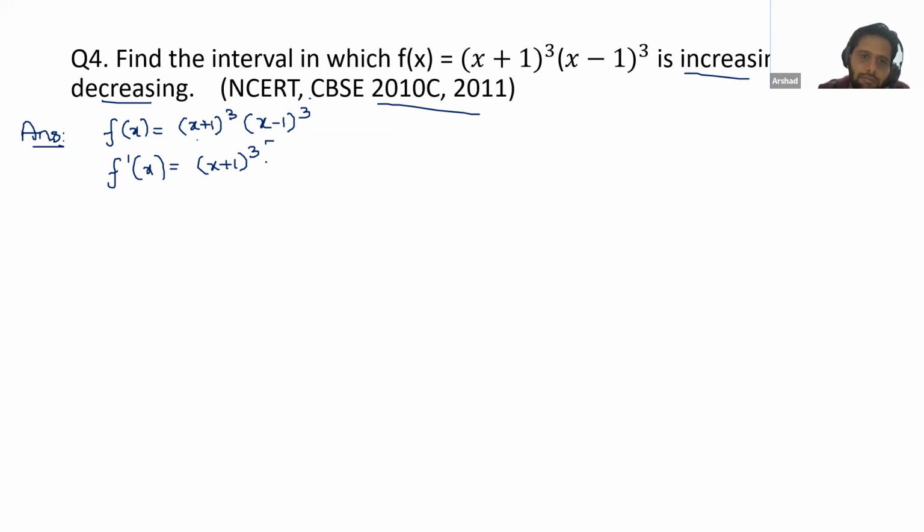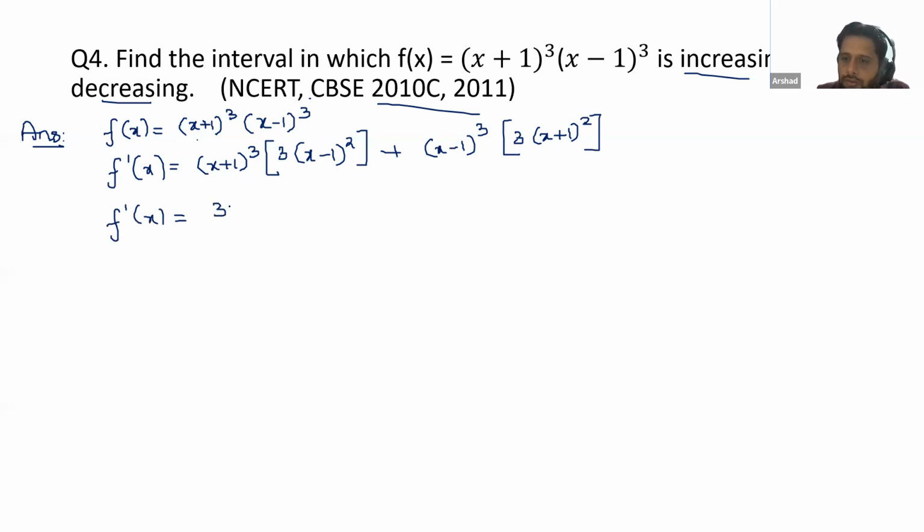We will differentiate the next one. Next is 3(x minus 1) whole square. Okay, I have missed one step. All of you, please write the complete step. Next one, (x minus 1) whole cube as it is. We will differentiate the next one, so 3(x plus 1) whole square. Now f dash x is equal to, we will write 3 here.